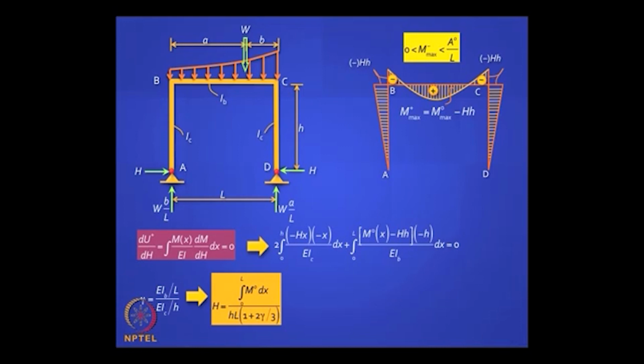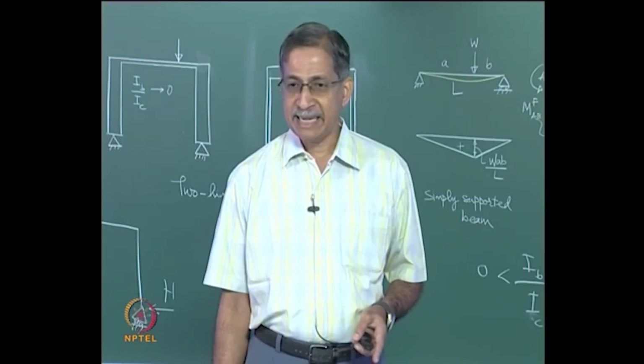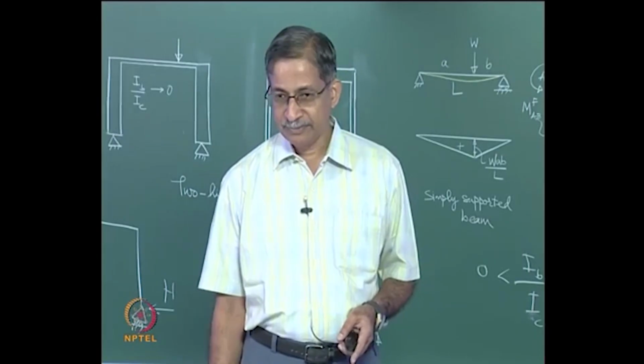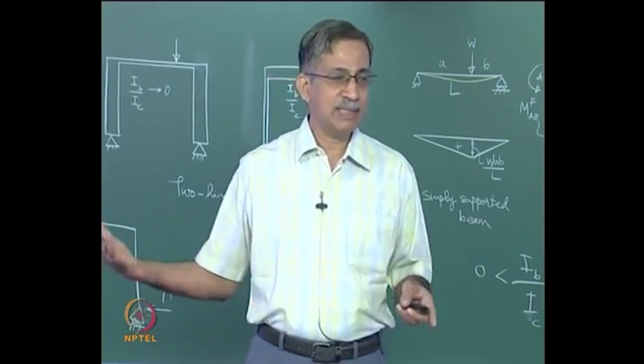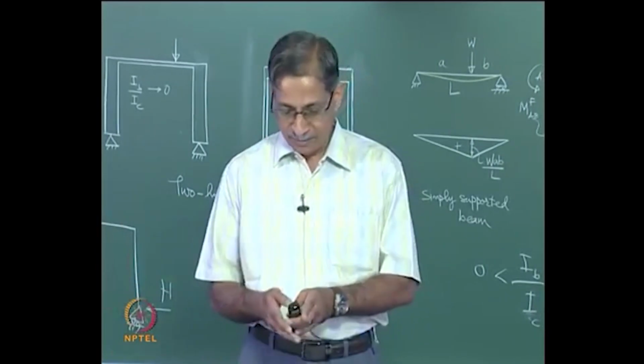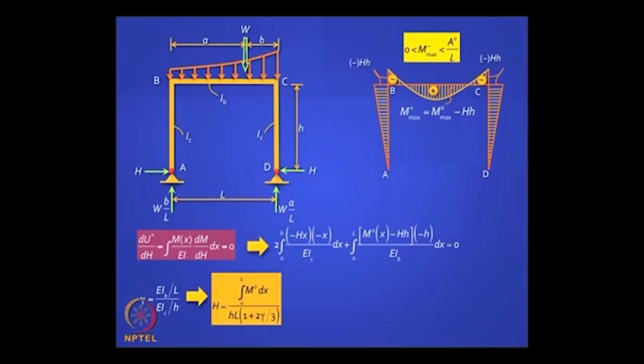So what does this remind you of? What is this? Integral M naught dx. It's an area. Area of what? Area of the free moment diagram, right? Area of the free moment diagram. It's a useful relationship to remember, and we call that A naught.